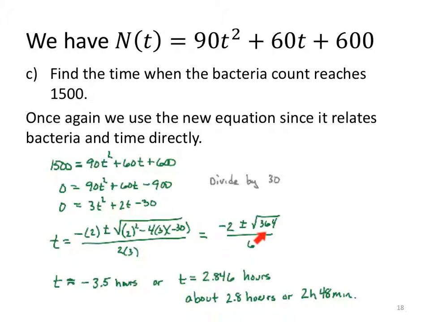Negative 2 minus the square root of 364, all divided by 6, gives me negative 3.5 hours. I will never take food out for negative 3.5 hours. That's weird. It's not real life. So, negative 2 plus the square root of 364, all divided by 6, it will be 2.846 hours. About 2.8 hours if I rounded, which is 2 hours and 48 minutes before we'll have 1500 bacteria on the food we took out. Be safe. Bad food can really hurt you.